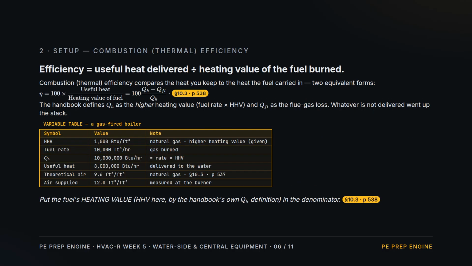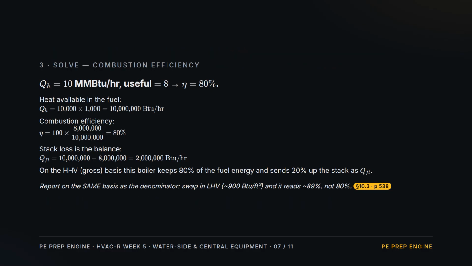Setup. Combustion or thermal efficiency. It compares the heat you keep to the heat the fuel carried in, and the handbook gives two equivalent forms: useful heat over heating value of fuel, or 1 minus the flue loss over the heat available. The handbook defines QH as the higher heating value, fuel rate times HHV, and QFL as the flue loss. Our boiler burns natural gas at a higher heating value of 1,000 BTU per cubic foot at 10,000 cubic feet an hour, delivering 8 million BTU per hour of useful heat. Theoretical air for natural gas is 9.6 cubic feet per cubic foot. The burner supplies 12.